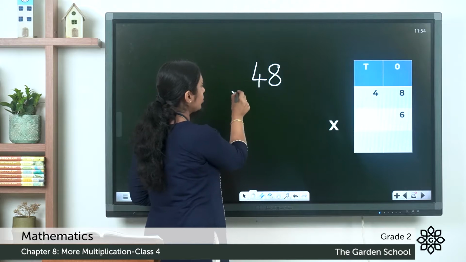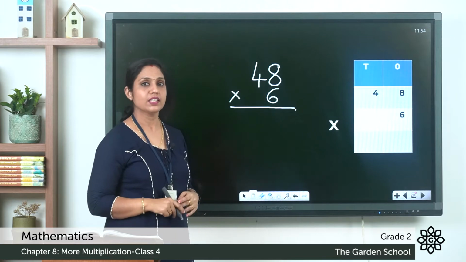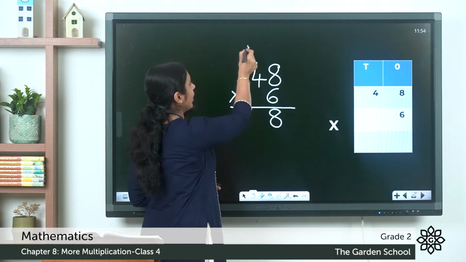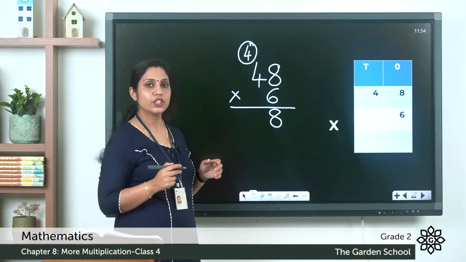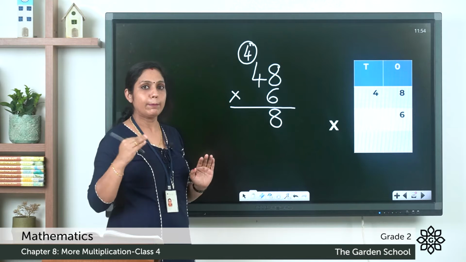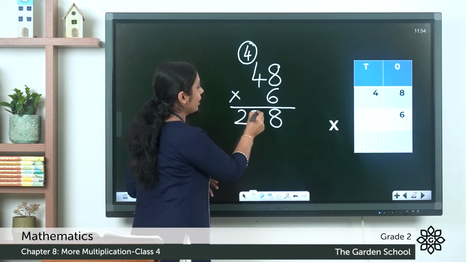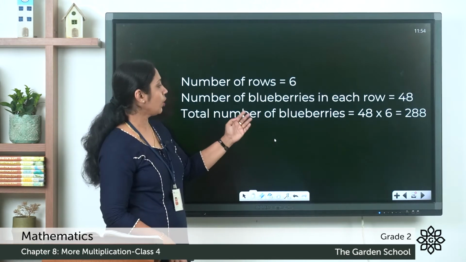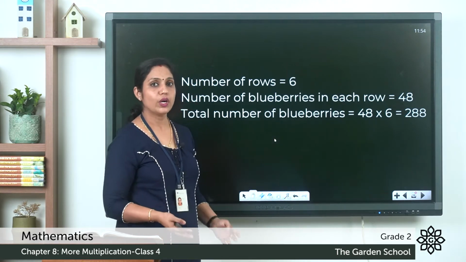48 into 6. So, how much is 6 into 8? 6 8s are 48. So, write 8 here and we'll carry over here. 6 4s are 24. 24 plus 4. So, how much is 24 plus 4? It is 28. So, write that 28 here under the tens place and you get the answer 288. So, total number of blueberries is equal to 48 into 6 is equal to 288.